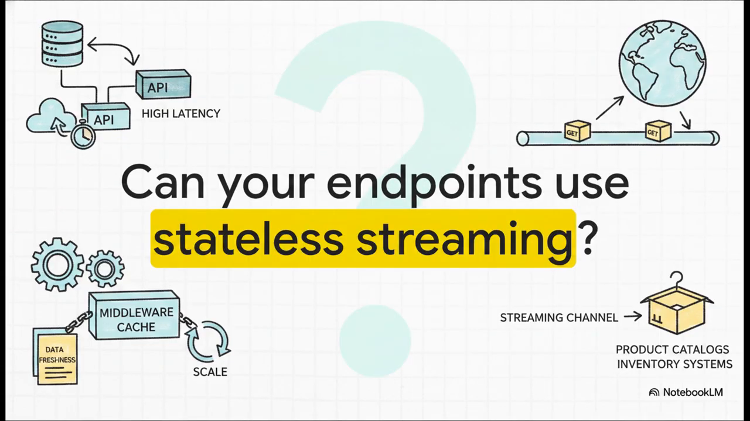So that leaves us with a pretty big question to wrap things up. Think about the APIs you work with every single day. What are your highest latency aggregation endpoints? Are you maybe relying on a clunky middleware cache right now that forces you to choose between data freshness and scale? Could you compress your request data into a GET request and utilize this exact pass-through streaming pattern for your own product catalogs or inventory systems? It's definitely a powerful challenge to rethink exactly how we deliver data.